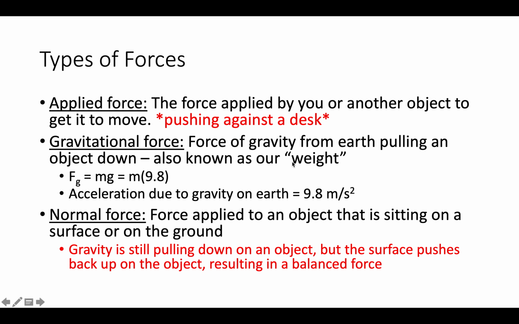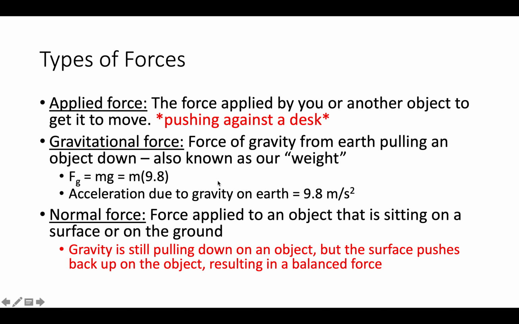Gravitational force is the force of gravity from Earth pulling the object down. That is known as weight. We've talked about how mass and weight are not the same. Weight is the force of gravity. And you can calculate that by doing the force of gravity, so Fg equals mass times g. And remember that g is the acceleration due to gravity, which is 9.8 meters per second squared. That's on Earth. So the force of gravity is equal to the mass times 9.8.